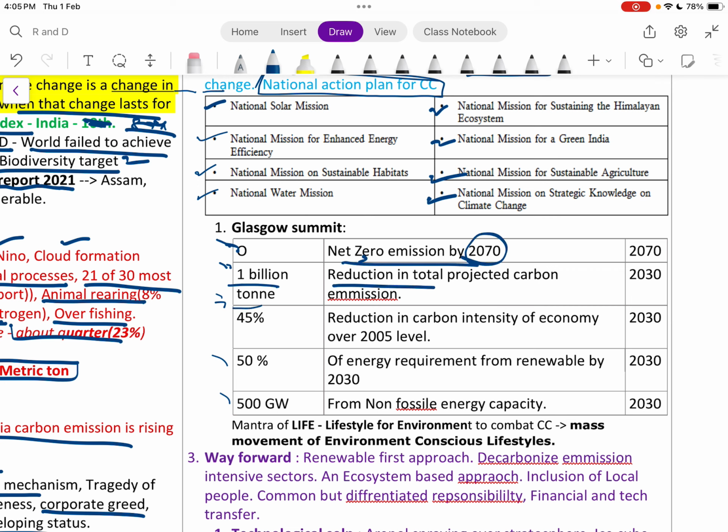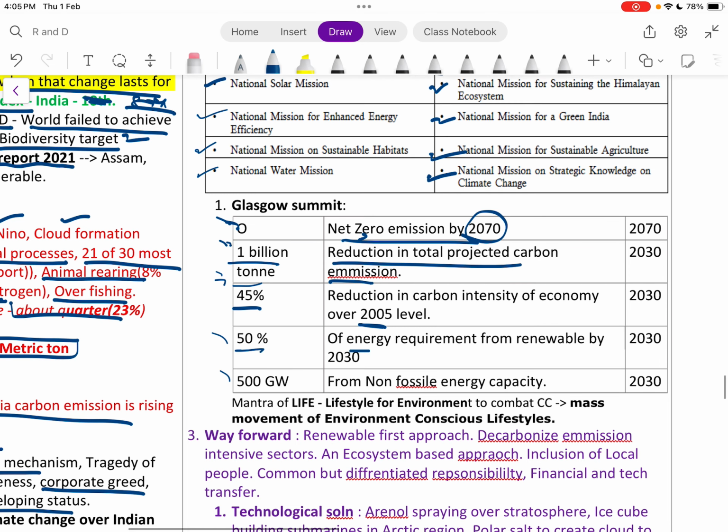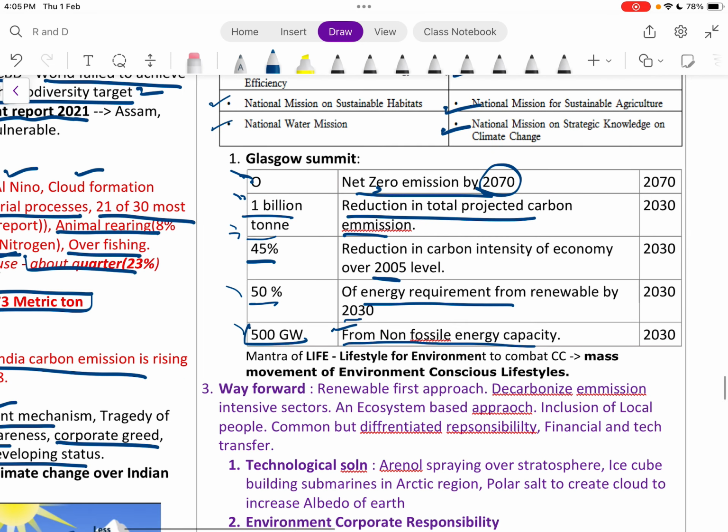One billion ton reduction in total projected carbon emission by 2030, through carbon sequestration. 45% reduction in carbon intensity of the economy over the 2005 level. 50% of the energy requirement from renewables by 2030. 500 gigawatts of non-fossil energy capacity.